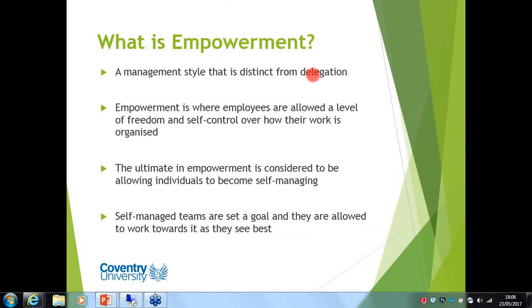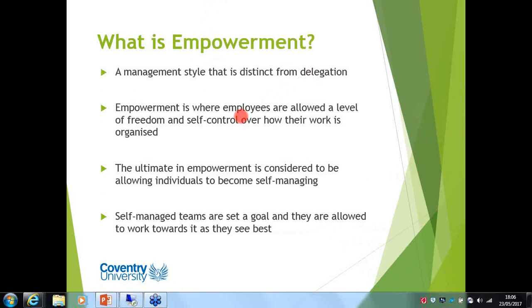So, for instance, a very basic delegation might be asking someone to carry out a task in a very specific way in the workforce. So you may say, please input this data in the order it appears on this list. So very, very basic delegation of a task. If you're empowered, then there becomes some flexibility in how it is that you're working.